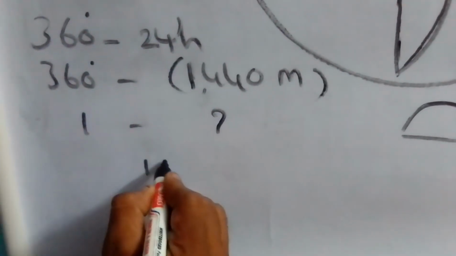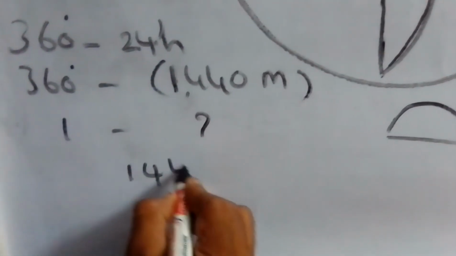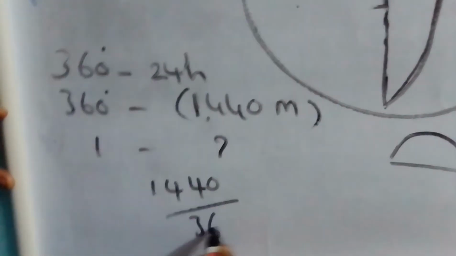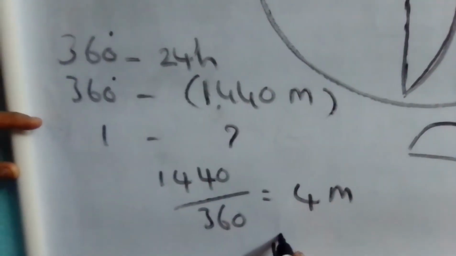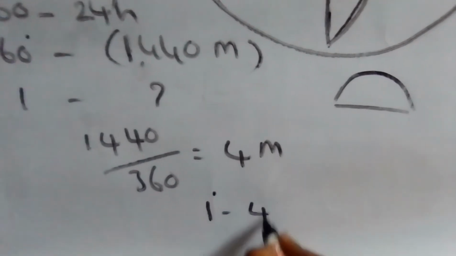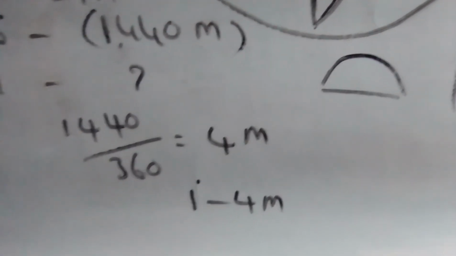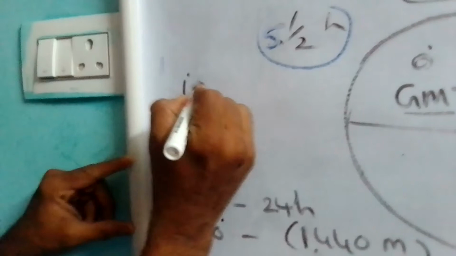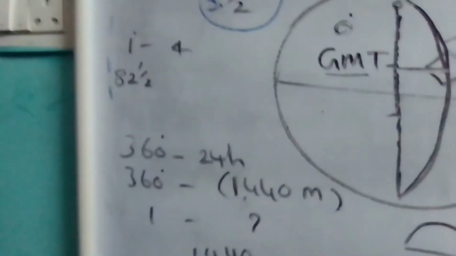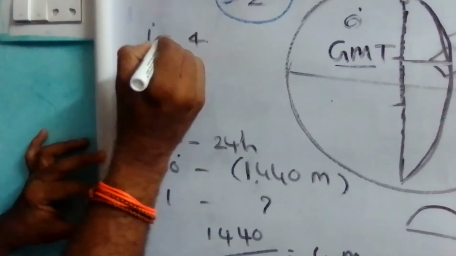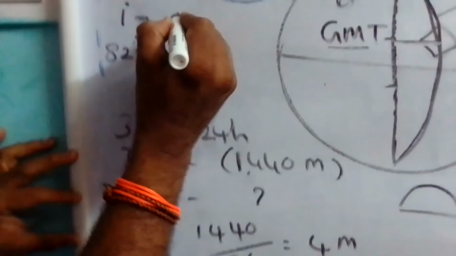For 1 degree, how many minutes? So we have to take 1440 by 360. So we get 4 minutes. So Earth takes 4 minutes to rotate 1 degree. So for 1 degree, 4 minutes. And we know India's standard meridian is 82.5 degree. So for 1 degree, to rotate 1 degree, our Earth takes 4 minutes.